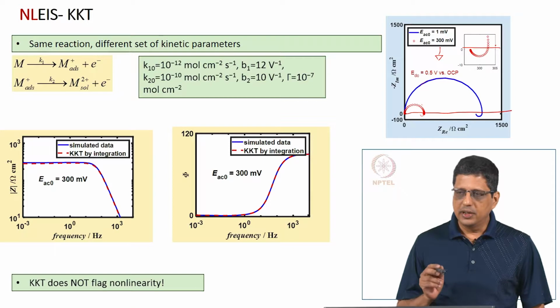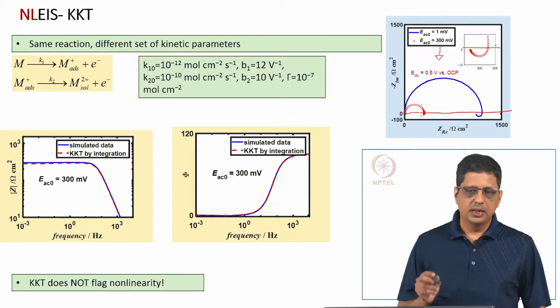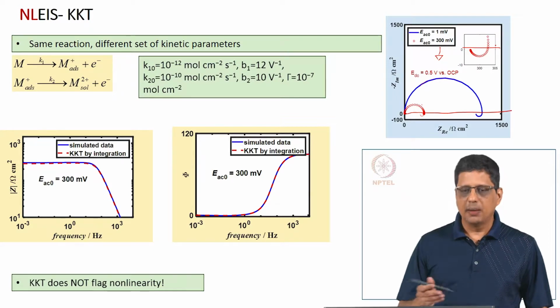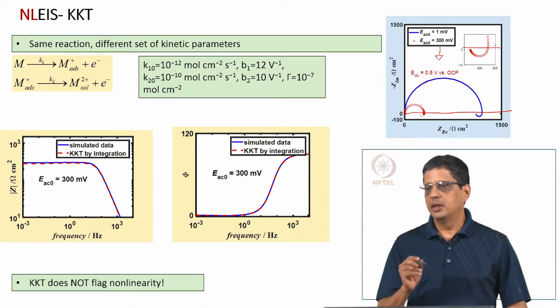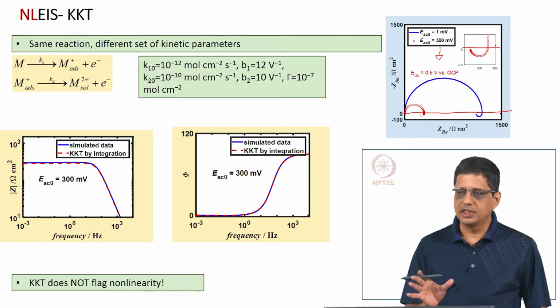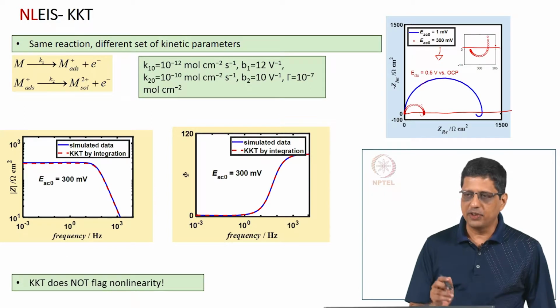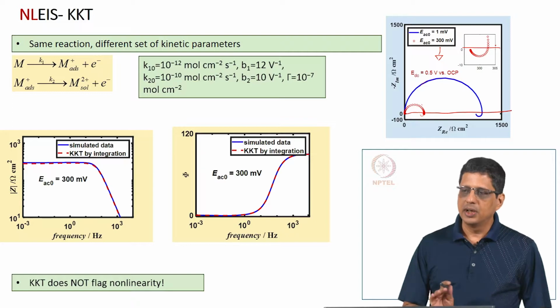If I take the data at 1 millivolt and perform KKT by integration, the transform data and the original data will match very well. I am not showing it here, but when the system is linear, causal and stable, KKT by integration will give you a good match, especially when the frequency range is very wide. Because this is simulation, we can choose the frequency range to be very wide. We have chosen from 10 power 5 to 10 power minus 3, that is 100 kilohertz to 1 millihertz, and the data that we generate is KKT compliant.